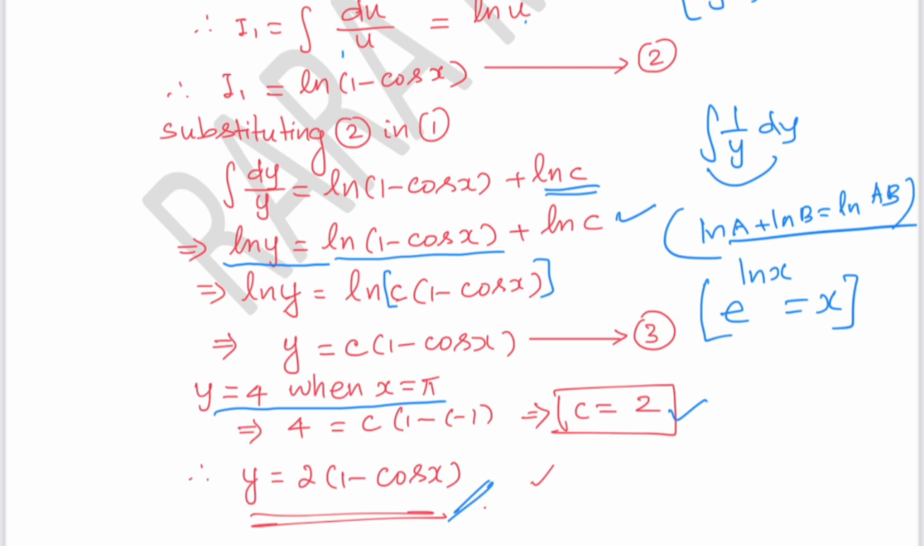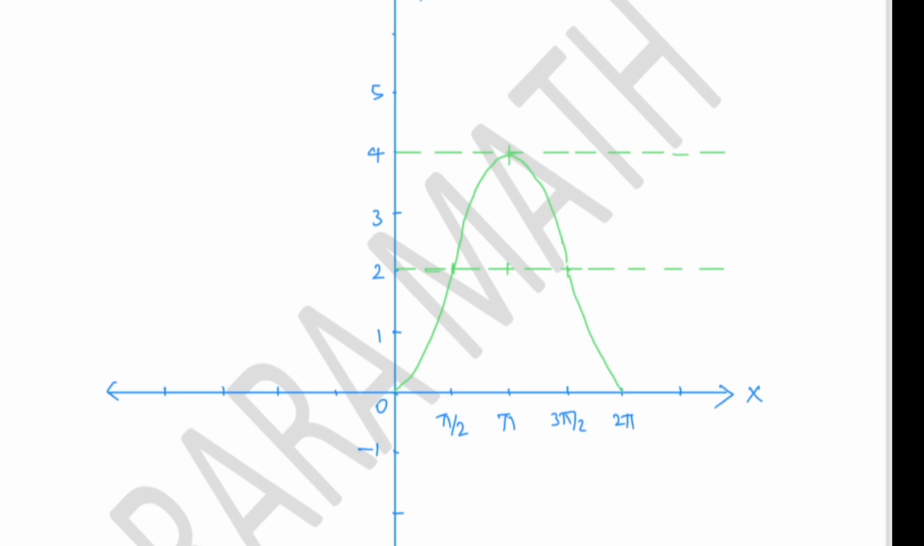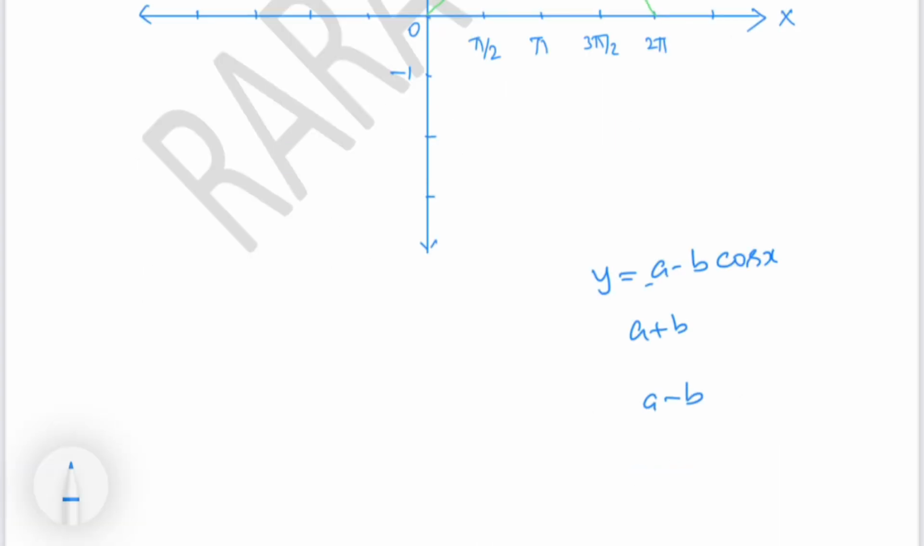So, sketch the graph of y against x. So the function is y is equal to 2 minus 2 cos x. And so you can draw the graph. In general form, when y is equal to a minus b cos x, this is the baseline, y is equal to a, and it extends from a plus b to a minus b. So here it is 2 plus 2 to 2 minus 2, that is 4 to 0. The curve lies between 4 and 0.